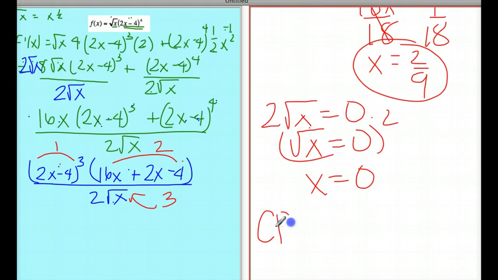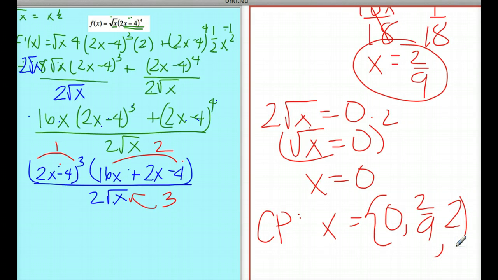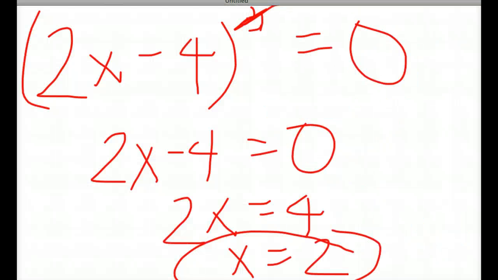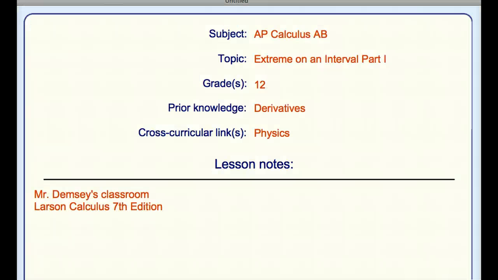So this right here also has 3 critical numbers. x is equal to, and if I order them, I should get 0, 2 over 9, 2. Just double check. These are my 3 critical numbers from all these different pieces. So let me unsplit that screen. And that's the end of the section.